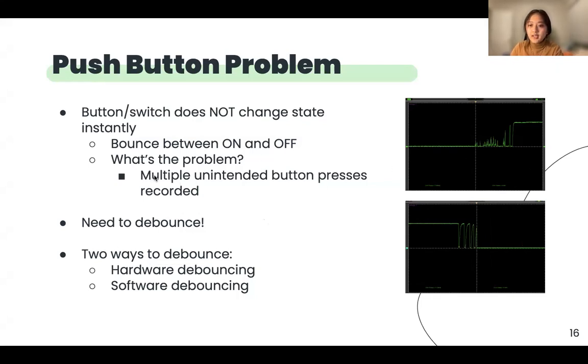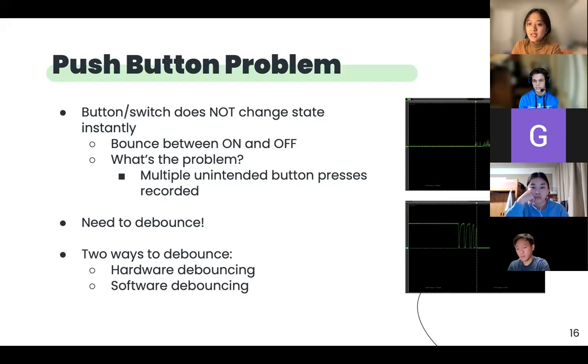So because you have this oscillation between on and off before the push button is deemed as on, your system is essentially going to be reading multiple unintended button presses. And so that's the reason why we need to use debouncing in order to reduce this oscillation. And so there are two different types of debouncing here. There's hardware debouncing and software debouncing. Are there any questions about why we are seeing this oscillation when we press a push button, or why we're seeing this issue?